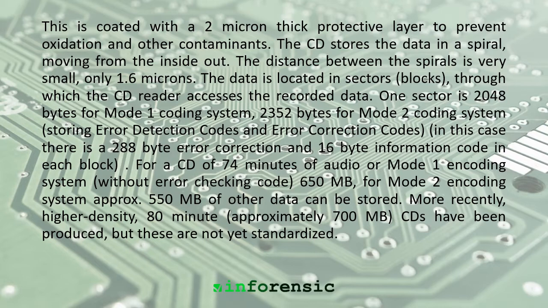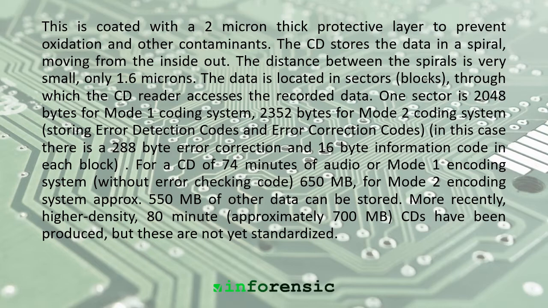The data is located in sectors, blocks, through which the CD reader accesses the recorded data. One sector is 2048 bytes for Mode 1 coding system, 2352 bytes for Mode 2 coding system, storing error detection codes and error correction codes. In this case, there is a 288-byte error correction and 16-byte information code in each block.